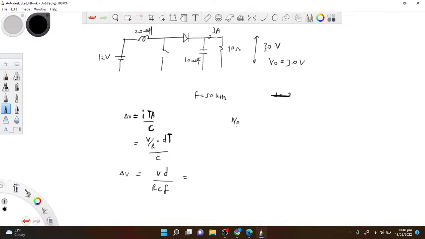So V out over V in is what? Here for boost it is 1 over 1 minus D. So 1 minus D is equal to V in 12 over V out 30. D is equal to 1 minus 12 over 30, right? That's 18 over 30, that's 6 over 10, so 0.6. So D is 0.6.